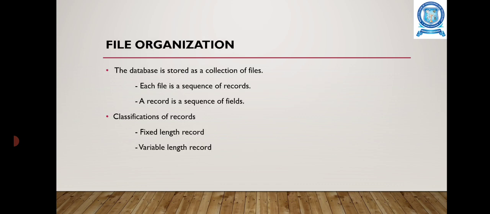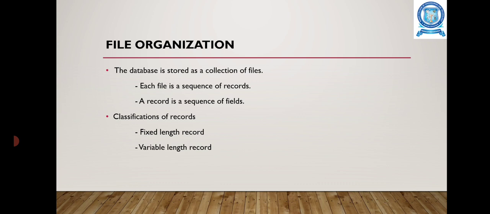The database is stored as a collection of files. Each file is a collection of records. A record is a sequence of fields. The records are classified into two types. First one is a fixed length record, then second one is a variable length record.